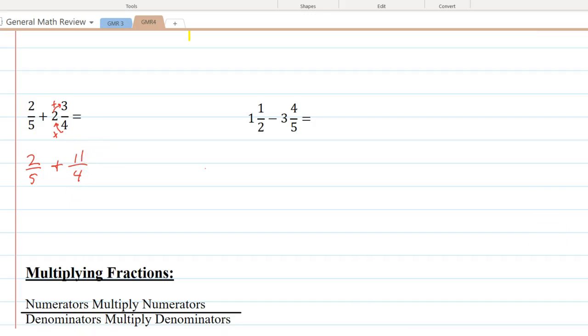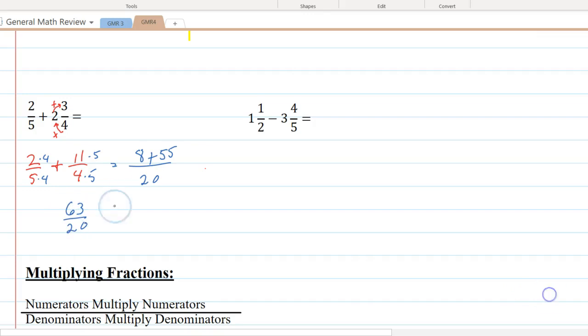Now I need those common denominators. Well, I know that 5 times 4 is 20, so times 4, whatever I do to the bottom, I do to the top. And then 4 times 5 is 20, so whatever I do to the bottom, I do to the top. That's going to give me my common denominator of 20, and then 2 times 4 is 8. 11 times 5 is 55. Now I have a really big number. 8 plus 55 is 63.